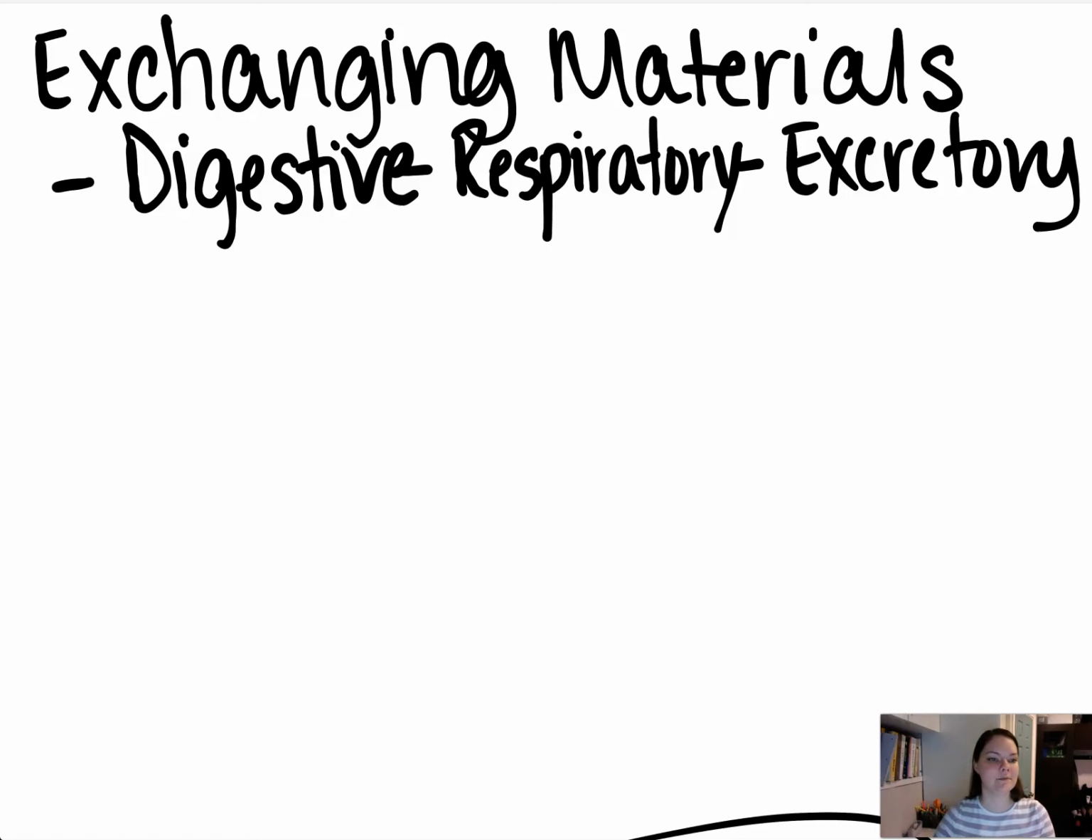Interestingly enough, waste products are gotten rid of by the excretory system. And I know it's really tempting to think of the digestive system and thinking of poo as a waste product, but that's actually just the stuff that didn't get digested. But we'll talk about that in a second. So exchanging materials with the environment is your digestive, respiratory, excretory systems.